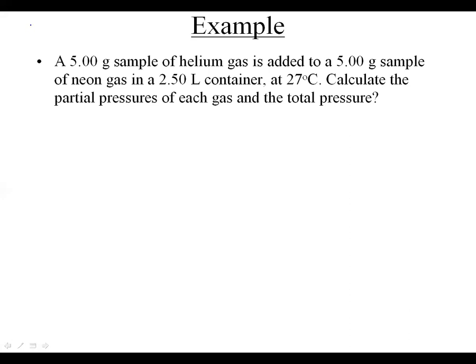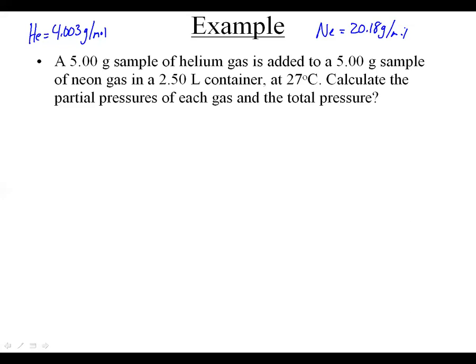So helium from the periodic table, 4.003 grams per mole. And neon from the periodic table, 20.18 grams per mole. All right, so take a couple of minutes here. You should end up with 3 different answers.